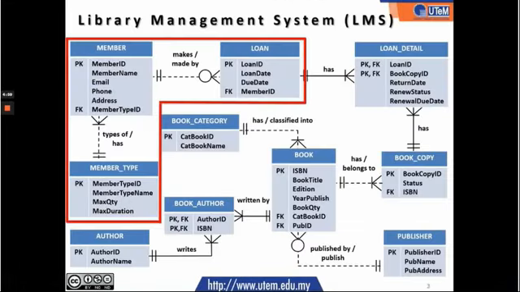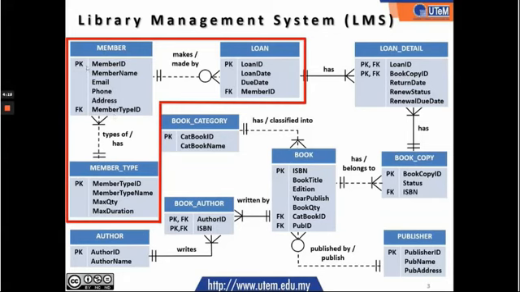To show the nested query techniques in relational algebra, we use the member type, member, and loan entities of this library management system, LMS. In short, the member type table is related to the types of members: staffs, students, or external members outside this organization. Each member type has one or more members, and each member is categorized into one member type only.